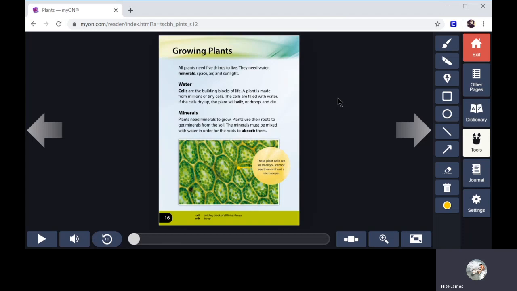Minerals. Plants need minerals to grow. Plants use their roots to get minerals from the soil. The minerals must be mixed with water in order for the roots to absorb them. And we have a question here.